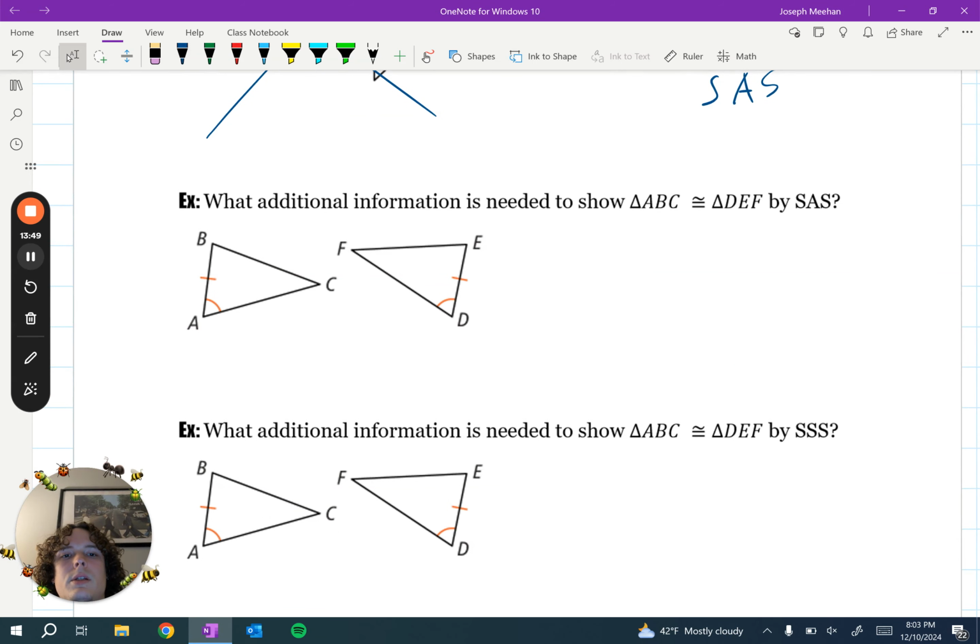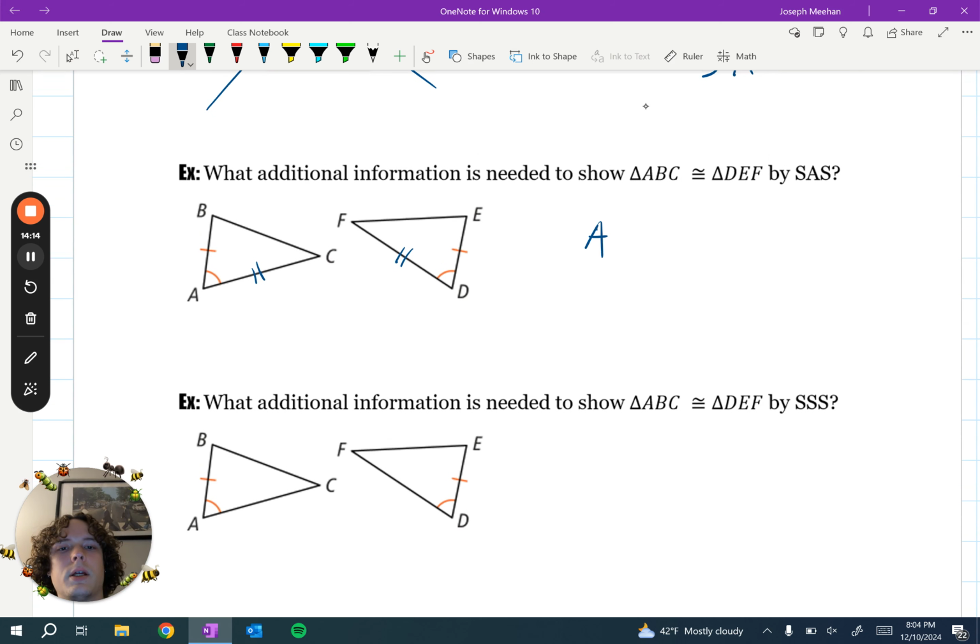It says, what additional information is needed to show triangle ABC is congruent to triangle DEF by side, angle, side? So again, what we just talked about is that we need 2 sides congruent, and then we need the angle in between those 2 sides. So in order to make these 2 triangles congruent, we would need AC congruent to FD. That way we have a side, an angle, and a side on both triangles, okay? There we go. I'm going to write that out too. AC congruent to DF, we'll say.